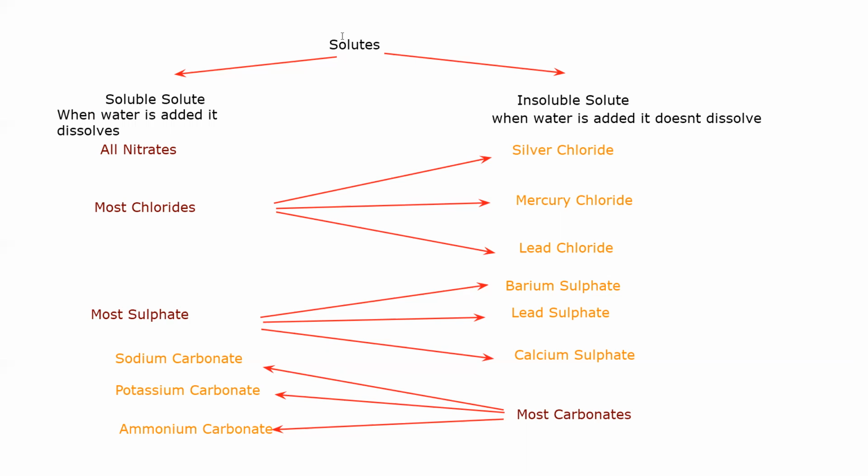So, all nitrates are soluble. What is the meaning of that? For example, if I say a solute is potassium nitrate, what will happen? Will it dissolve or will it be insoluble? You can identify from the name: as all nitrates are soluble, any salt which has the name nitrate always dissolves in water.